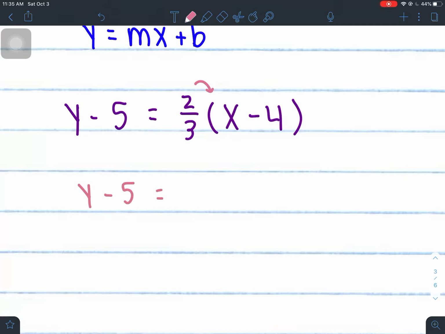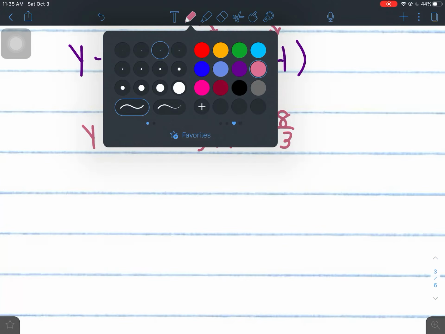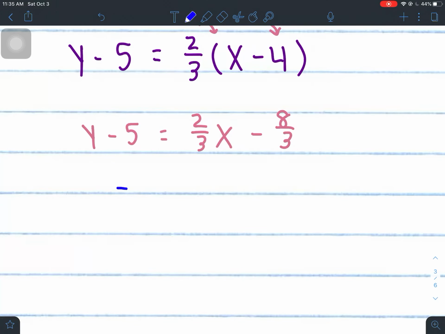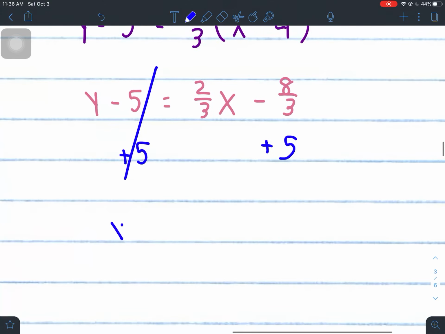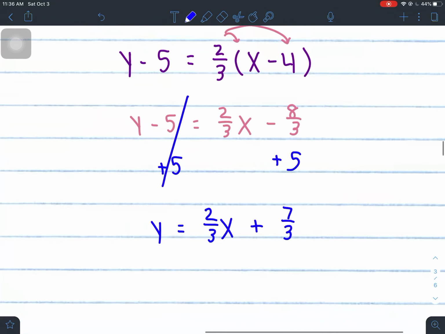y minus 5 equals 2/3 times x is 2/3 x. 2/3 times negative 4 is negative 8 over 3. And then the last step here is going to be getting y by itself. So I'm going to add 5 to both sides. And so I have y equals 2/3 x, and then negative 8/3 plus 5 is going to give me positive 7/3. So this is my new equation in slope-intercept form.